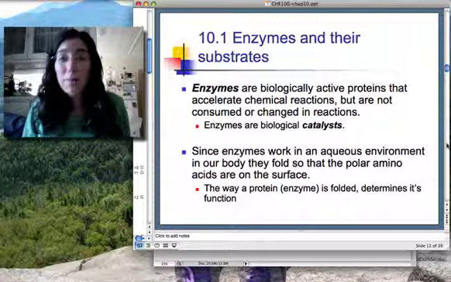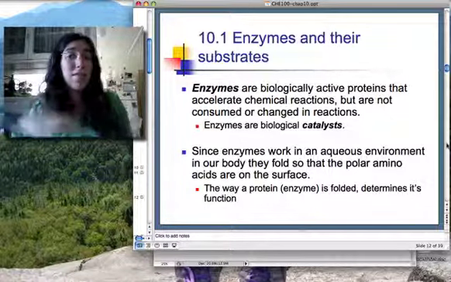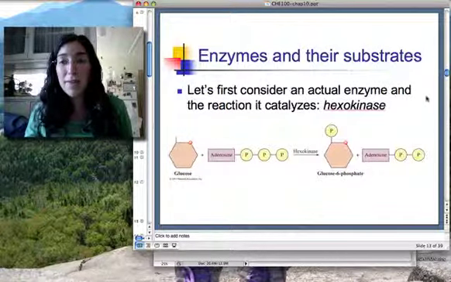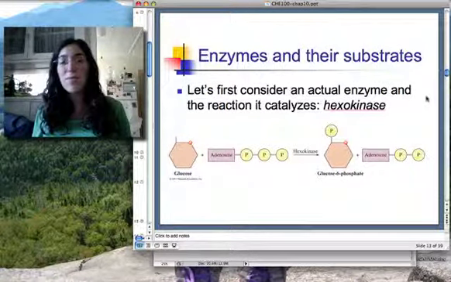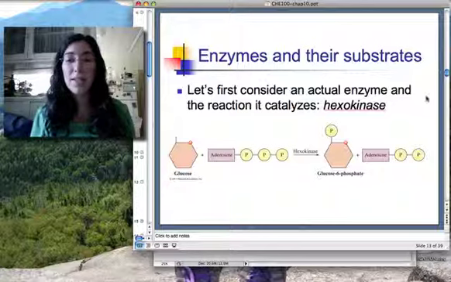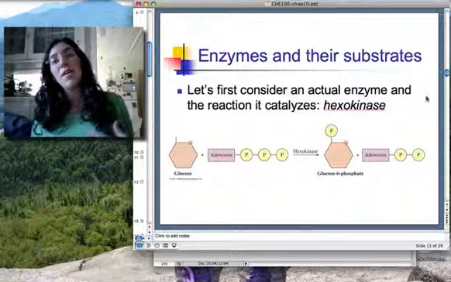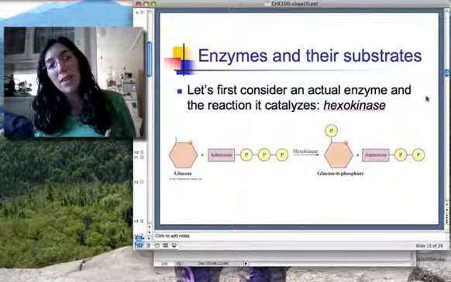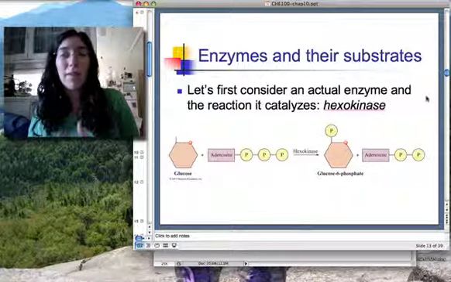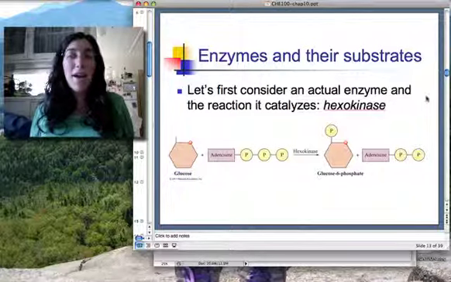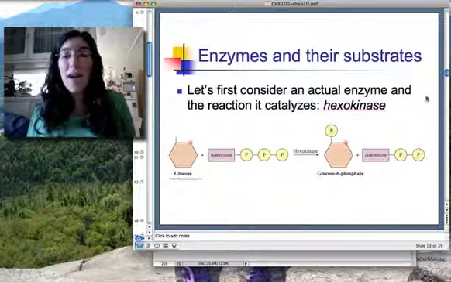So the environment that an enzyme is in actually helps it fold into the shape that it's going to make. A little bit of terminology when it comes to enzymes: whatever molecule binds to the enzyme to have the reaction catalyzed, that molecule is called the substrate.